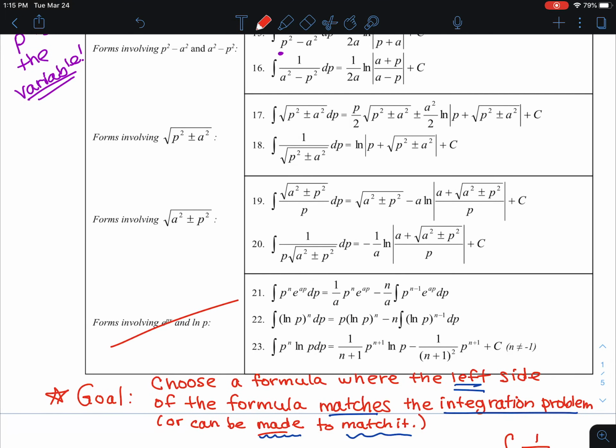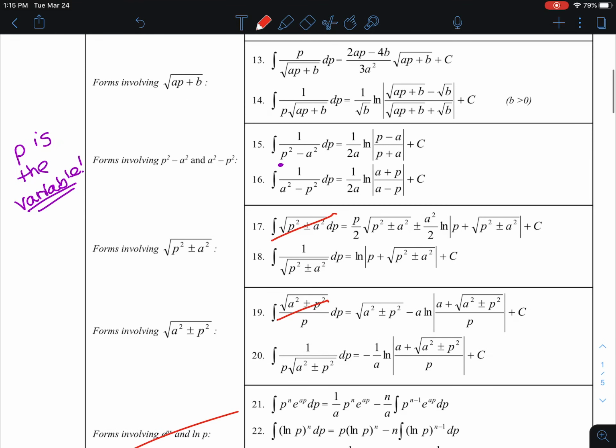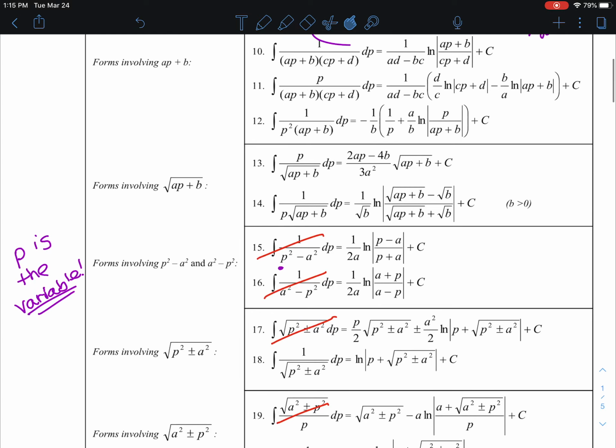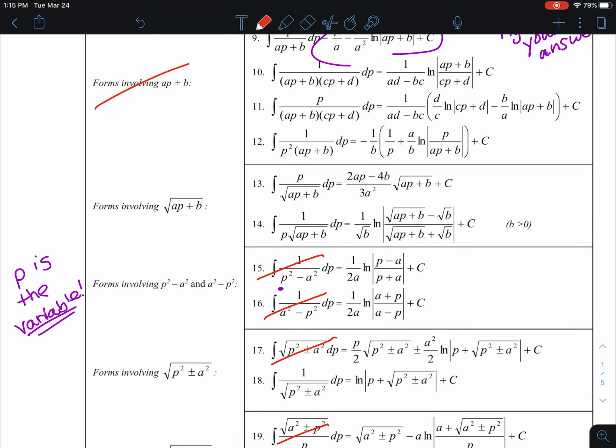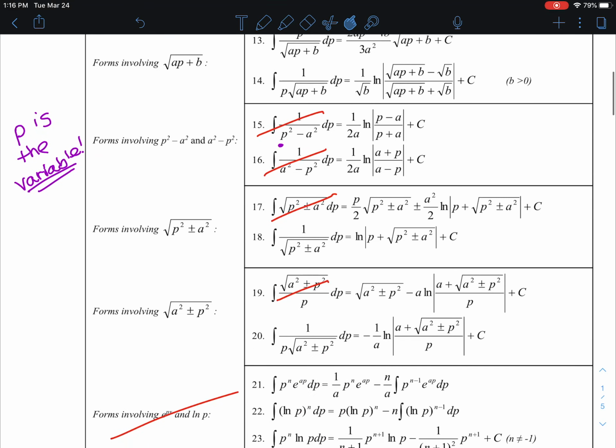Well, it's not going to be that. There's no e's or natural logs. That doesn't have a square root in the denominator. That doesn't have a square root in the denominator. Those don't. Okay, I'm looking through here. None of these even have square roots in them. So I need to pick something that doesn't have a p squared in it. For that reason, I think I can eliminate those pretty well.